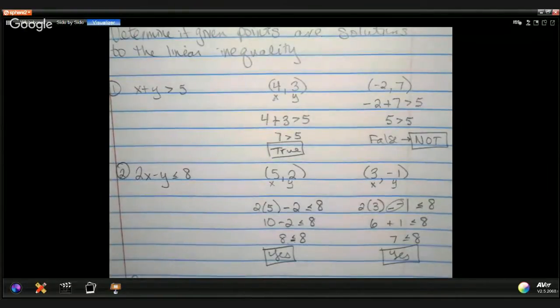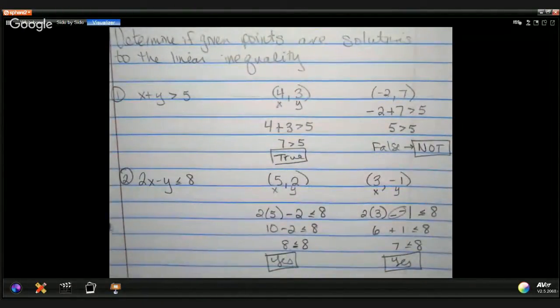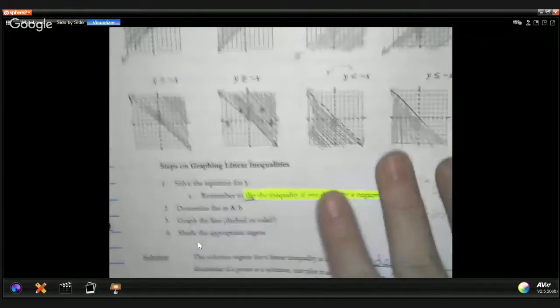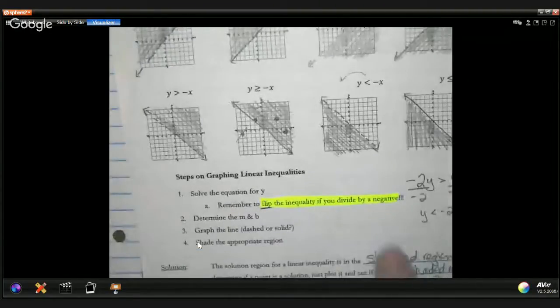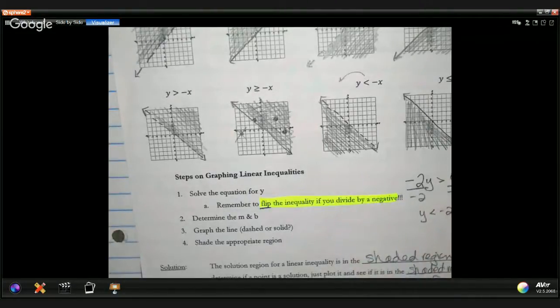So when you're doing problems like this, if you already have it graphed, then graph it. But if you don't have it graphed, I think it's much easier just to plug them in. Okay? So remember, when you're graphing problems, solve for y, flip the inequality if you divide by a negative, and then you need to determine the type of line and shade the appropriate region.